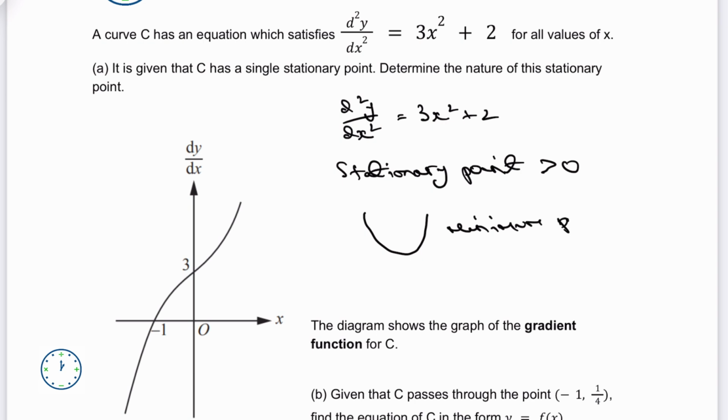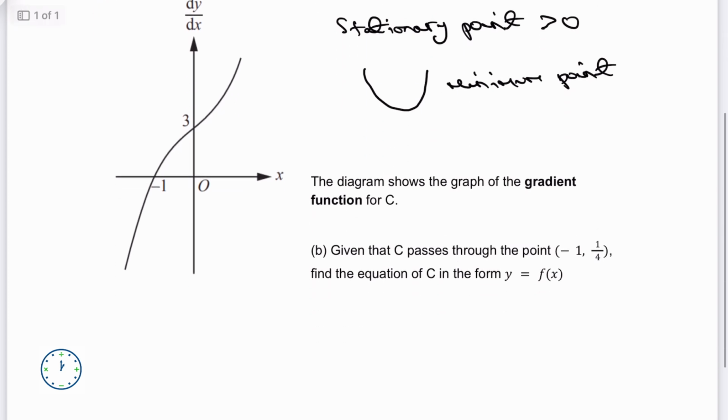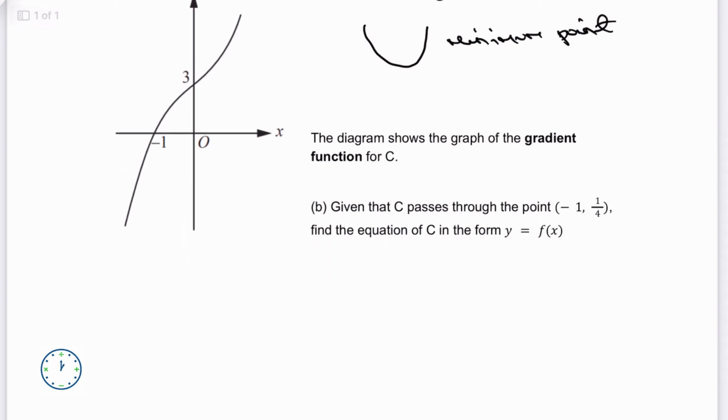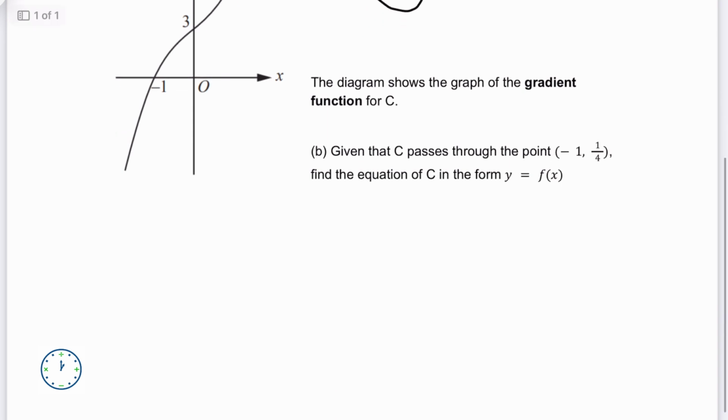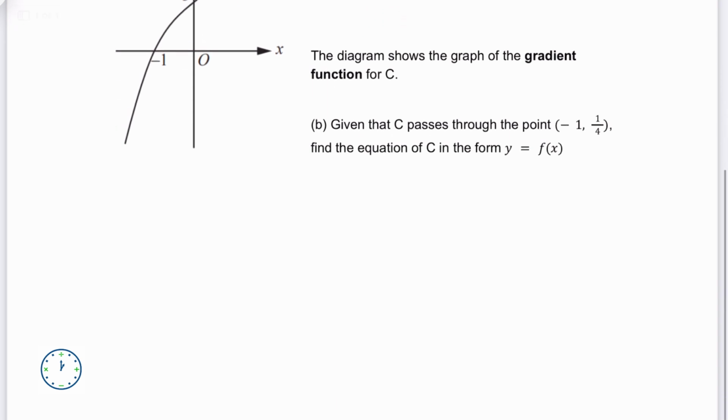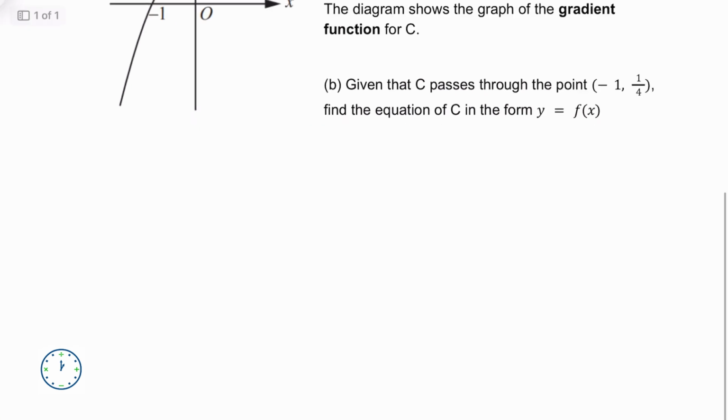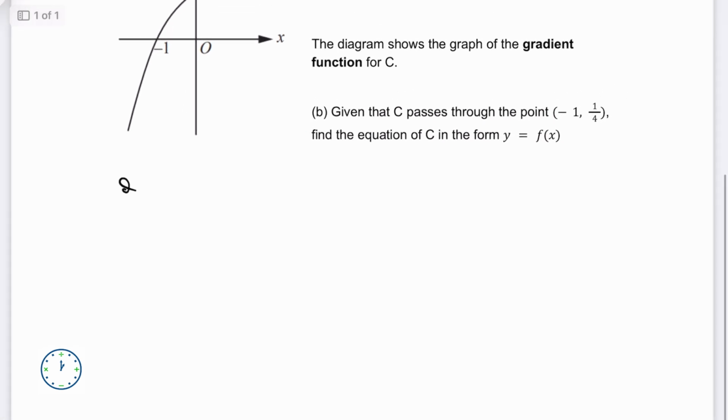Okay, let's have a look then at part 2 of this question, which is a little bit more detailed. It says the diagram shows the graph of the gradient function for C. Given that C passes through that particular point, find the equation of C in the form. So what have we got to begin with? Well, we've actually got d2y over dx squared equals 3x squared plus 2.